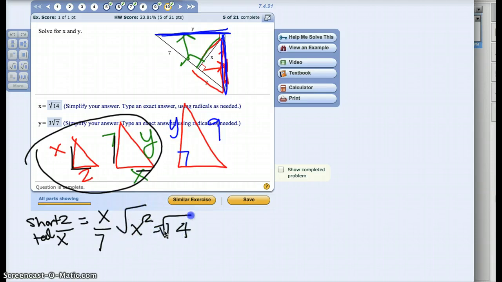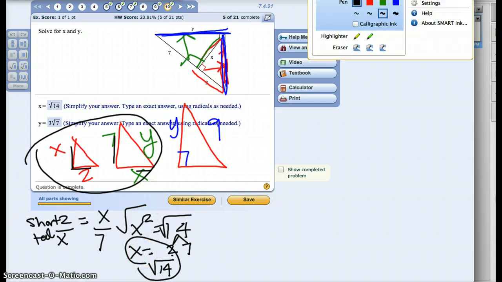Square root both sides. X equals, to simplify square roots, we break down the number into prime factors. 2 doesn't go any lower, 7 doesn't go any lower. We have no pairs, so the square root of 14 just doesn't go any lower. And that was my answer for x.